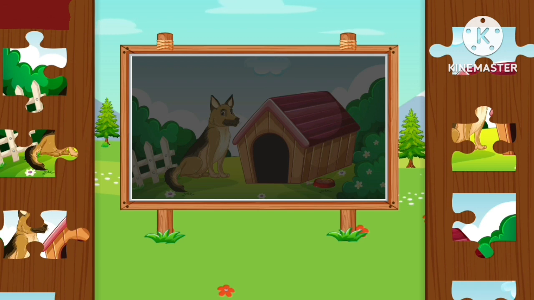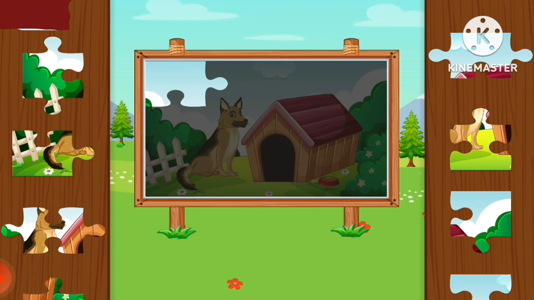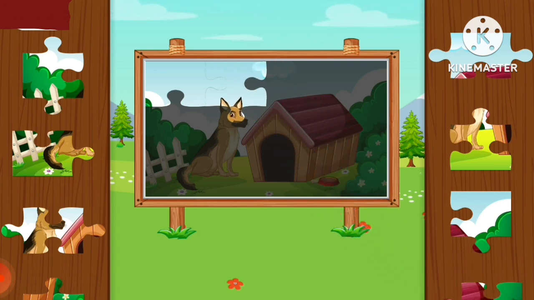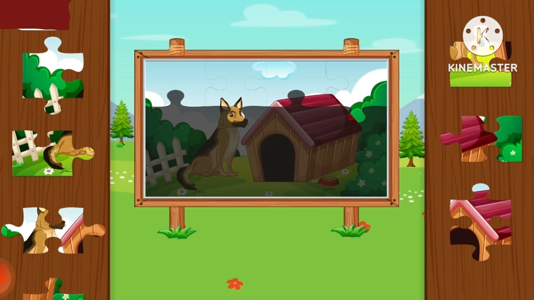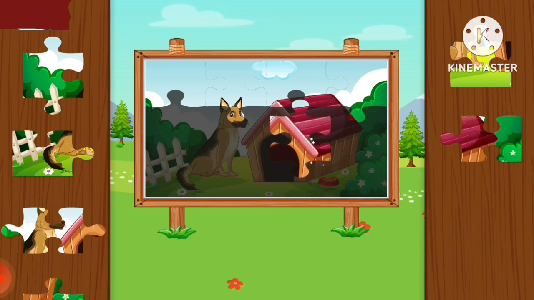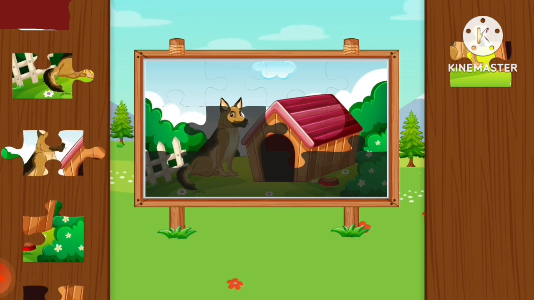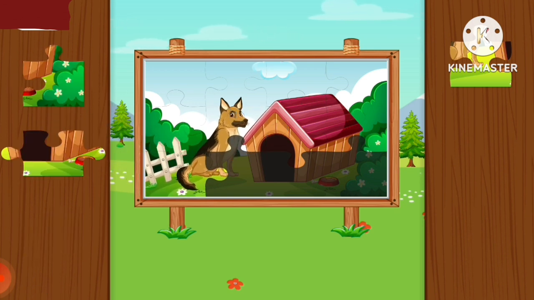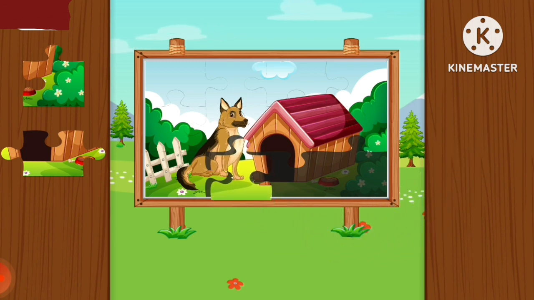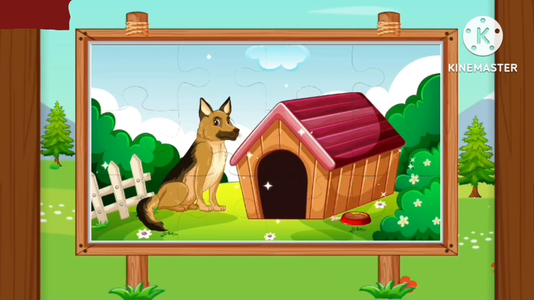Let's put together the dog puzzle. Perfect. Good job! Excellent! Well done! Perfect! Outstanding!